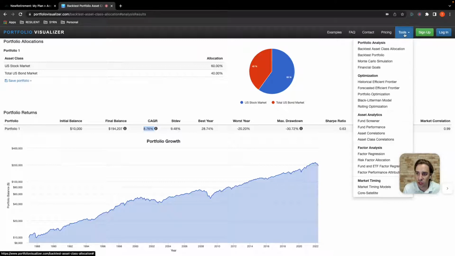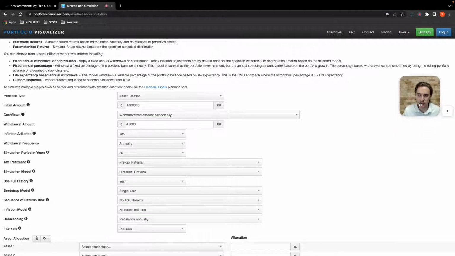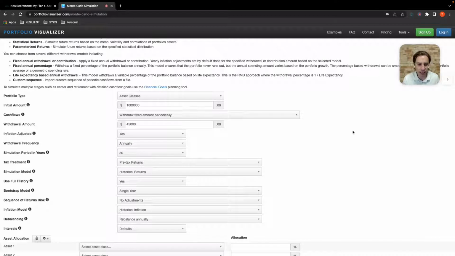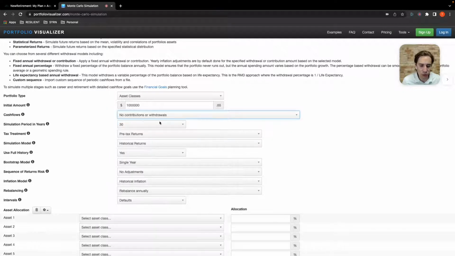So what you can do is go to the Monte Carlo simulation, and we're literally going to be running the same sort of thing, but instead of back testing, we're going to be using historical data and running a Monte Carlo, which is randomizing events and probability of different returns into the future. Okay. And so what we're going to do is we're just going to keep the dollar amounts the same. You don't need to have any contributions or withdrawals. All we want are just returns.